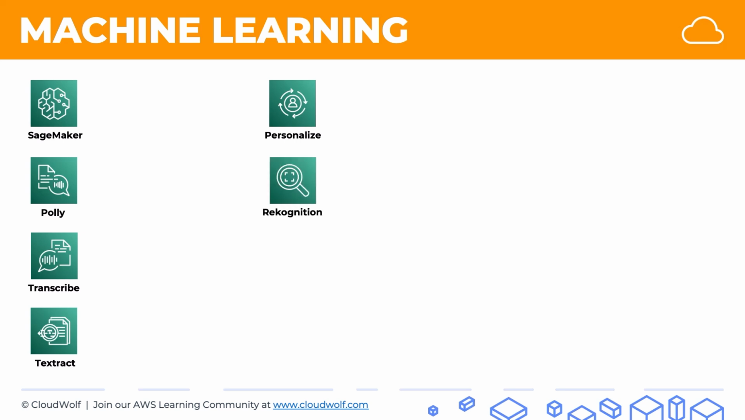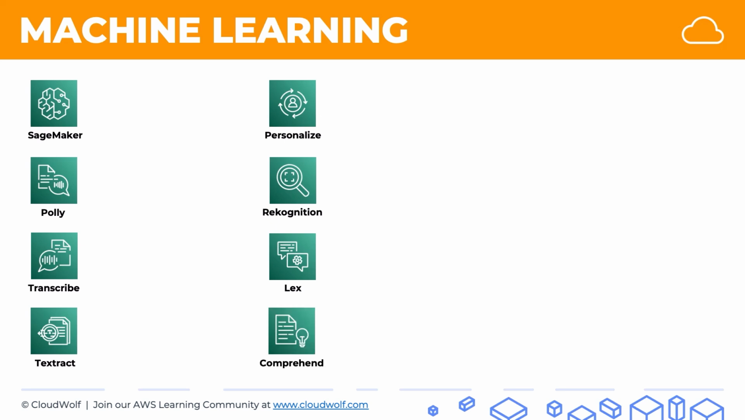Then you have Rekognition, which allows you to detect faces, objects, and scenes in images and videos. Remember, and videos as well. Lex. So for the exam, the best way to think about this is Amazon Alexa has the word Lex in it, and that's what it does. It's basically a conversational interface for chatbots.